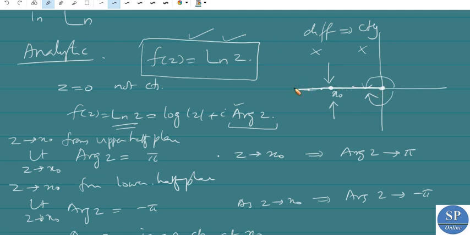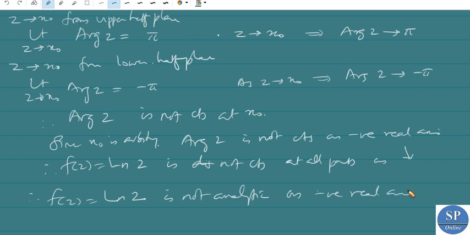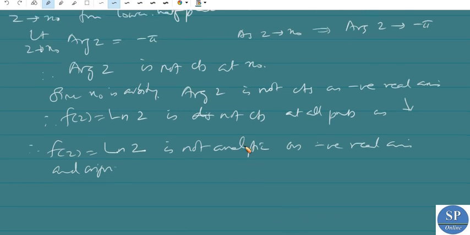We said it is not continuous at the origin and on the negative real axis. Therefore it is not differentiable. So it is not analytic. Okay, therefore we can say that f of z is equal to ln of z is not analytic on the negative real axis and at the origin.